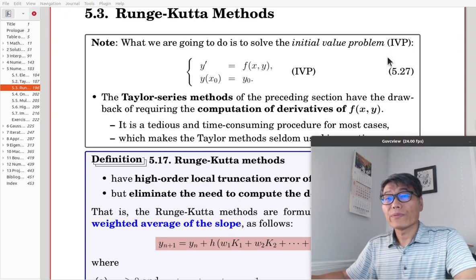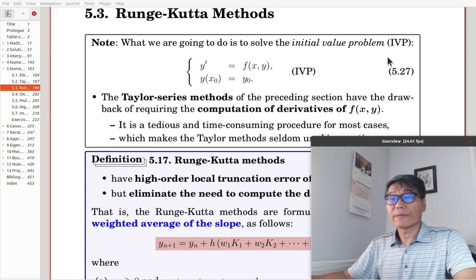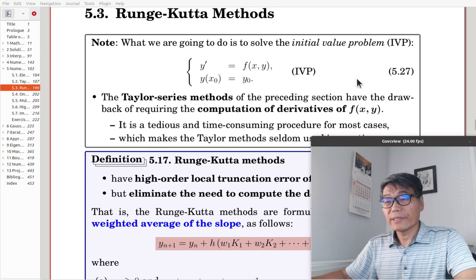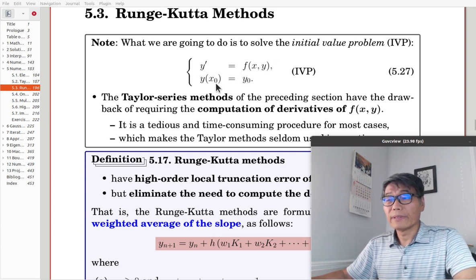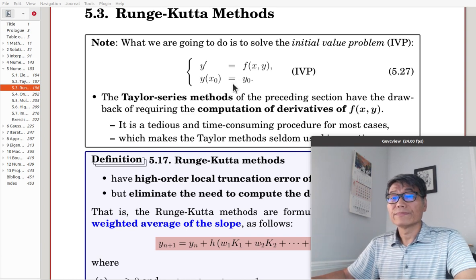Section 5.3, Runge-Kutta methods. In this section, we'll try to solve the same initial value problem, y prime is f of x, y with an initial value.